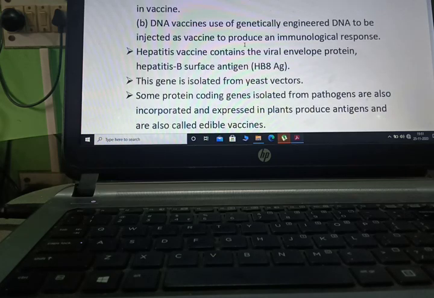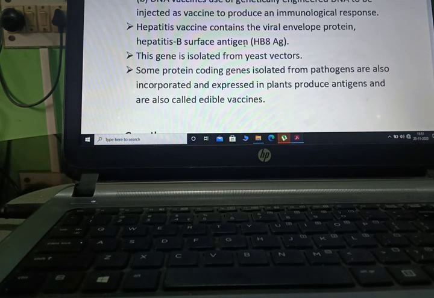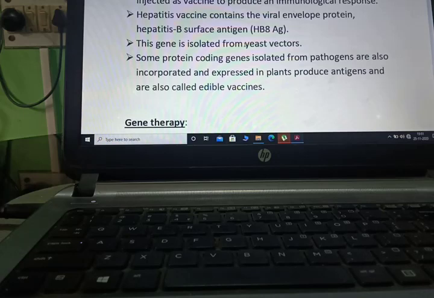Protein vaccine: use of specific protein produced by rDNA in the vaccine. DNA vaccine: use of genetically engineered DNA to be injected as a vaccine to produce an immunological response.